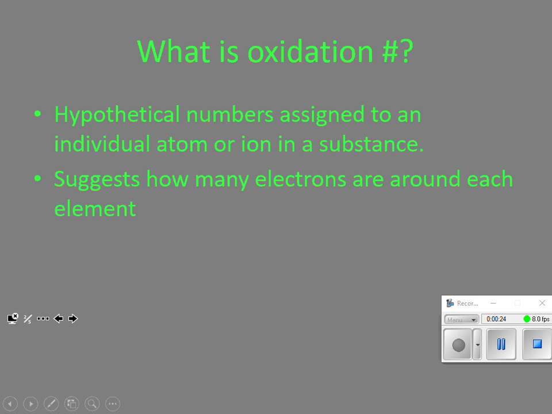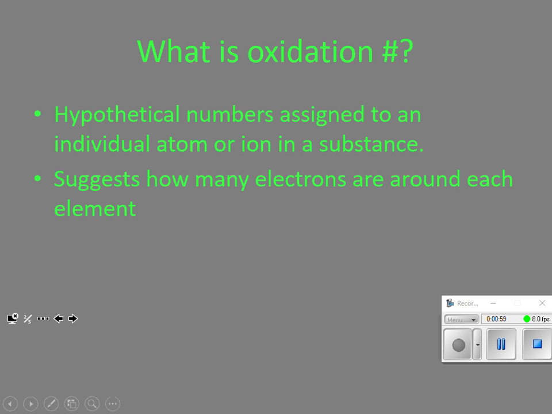An oxidation number is technically a hypothetical number. It's a number we give to either an atom or an ion. And the point of that number is to suggest how many electrons are around either that atom or ion. You've actually been using oxidation numbers this year when you've been working with ionic compounds, because the charge of an ion is its oxidation number.